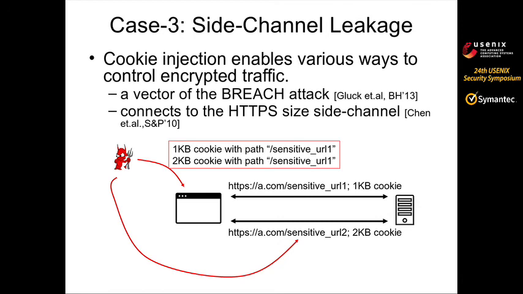Another attack we found is that this cookie injection can make the general HTTPS size side channel much worse. Instead of just passively measuring this HTTPS traffic, if the attacker wants to know which URL a browser goes to, the attacker just needs to inject cookies with different sizes and the path or domain of those sensitive URLs. By measuring the size, he can easily know which URL the browser goes to.